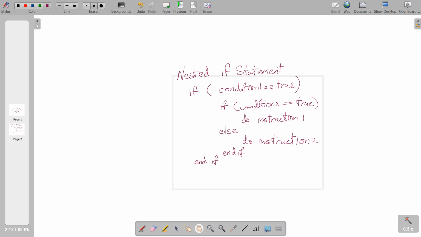So what must be true for instruction 1 to be executed? Anybody? Condition 1 and condition 2. If condition 1 is true and condition 2 is false, what will be executed? Instruction 2.